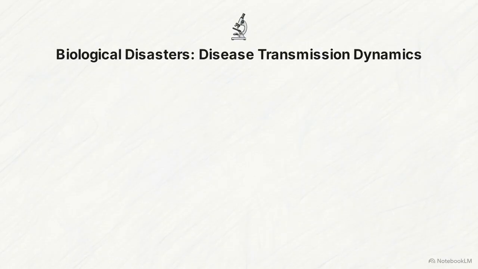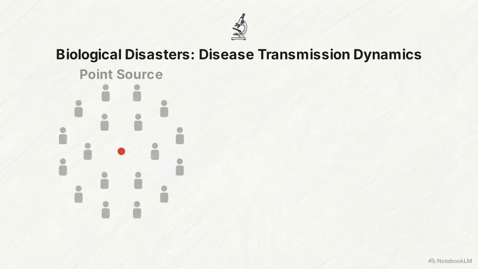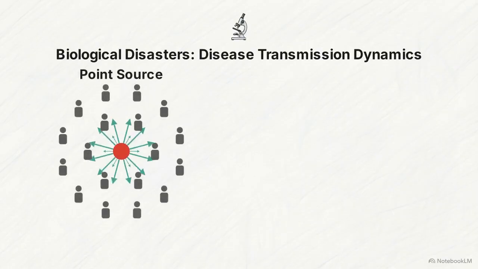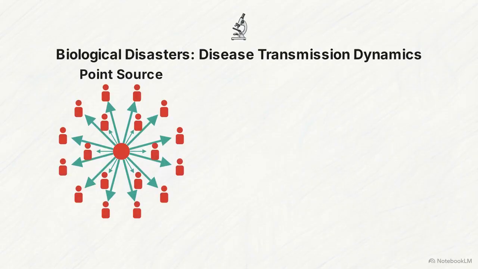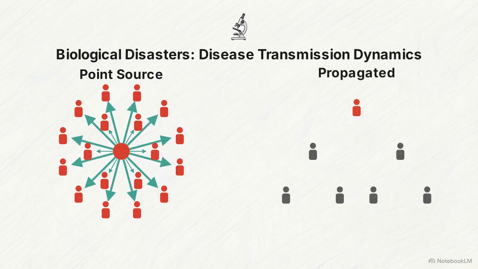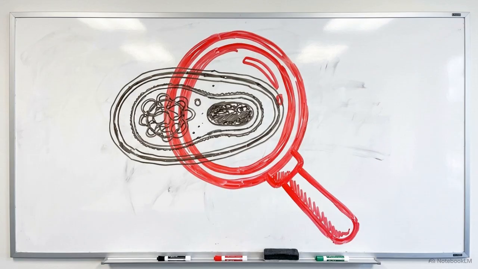In a biological disaster, we differentiate how a disease moves. In a point source epidemic, a large number of individuals are exposed to the exact same infectious agent at the exact same time. A propagated epidemic, like COVID-19 or influenza, is transmitted from person to person over an extended period. Recognizing the specific pathogen quickly is critical.